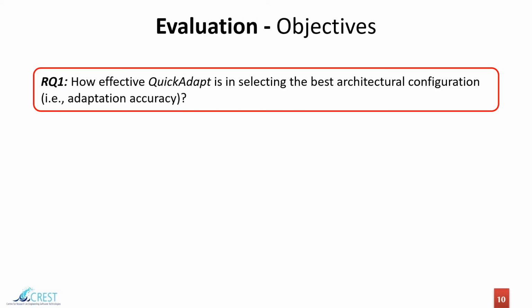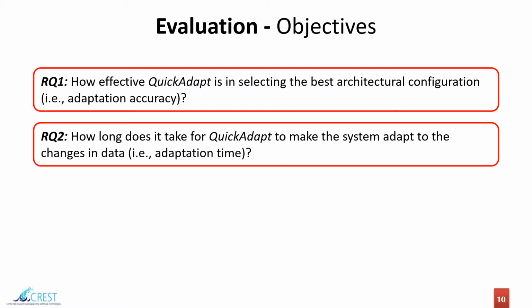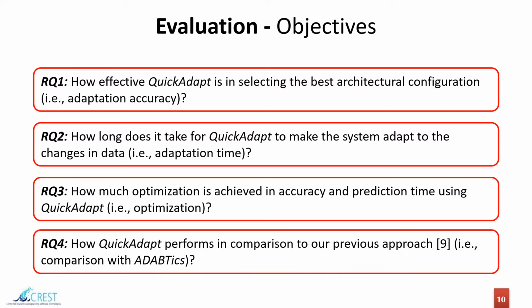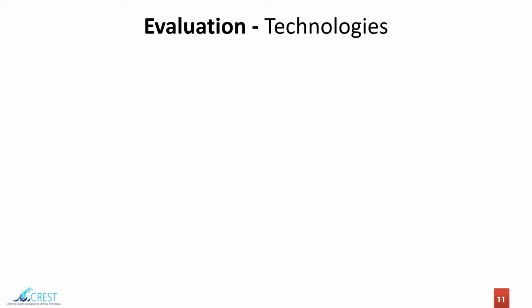We evaluated our approach, and our objectives while evaluating were, first, to find out how effective our approach QuickAdapt is in selecting the best architectural configuration, which means the adaptation accuracy. Then, how long it takes for QuickAdapt to make the system adapt to the changes in data, which means adaptation time. Then, how much optimization is achieved in accuracy and prediction time. And lastly, how it compares to our previous approach, adapting.